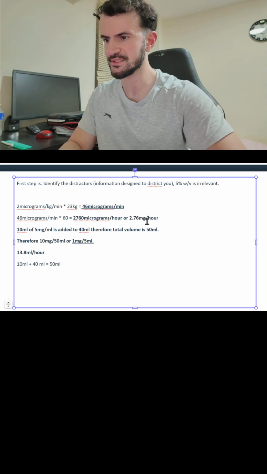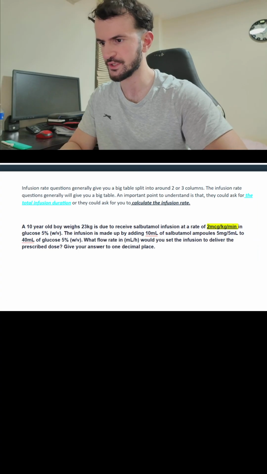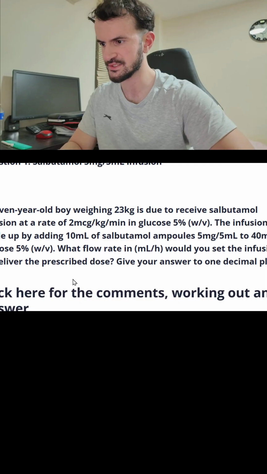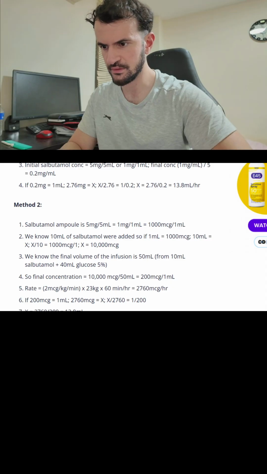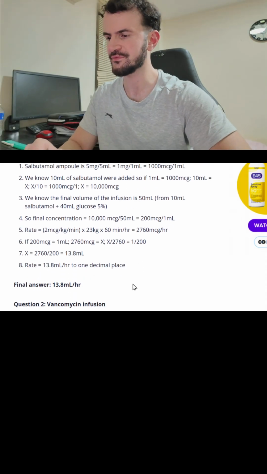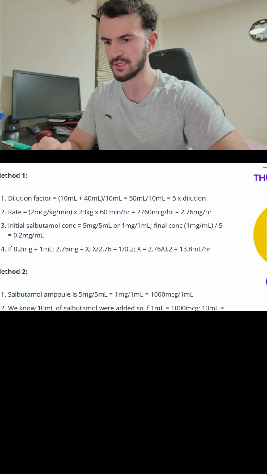And you got 2.76 milligrams per hour, times that by 5 gives you 13.8 milliliters per hour for the infusion rate here. And if we go to the Chemist and Druggist, it will give us the same answer as well. So 13.8 milliliters per hour. And they've solved it through dilution factors as well.